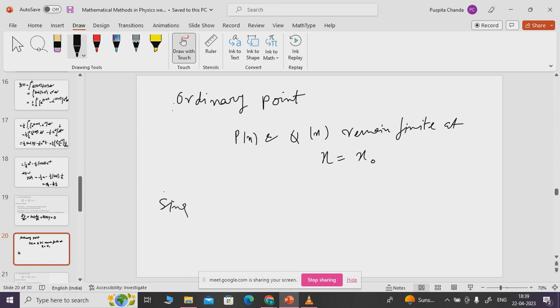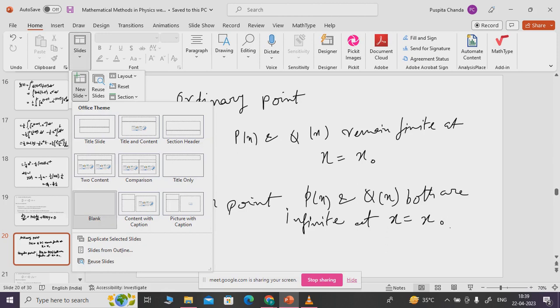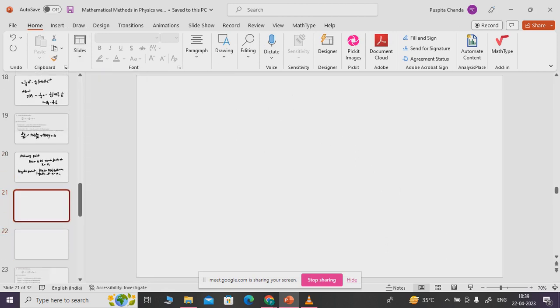But there is also a singular point, where p(x) and q(x) both are infinite at x = x₀. After this there are two kinds of singular point. One is regular singular point, and another is irregular singular point.